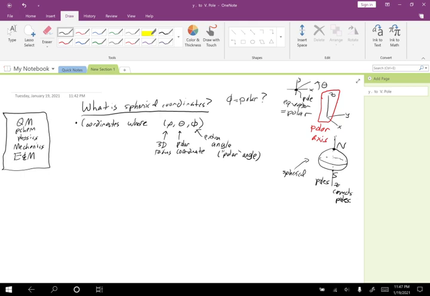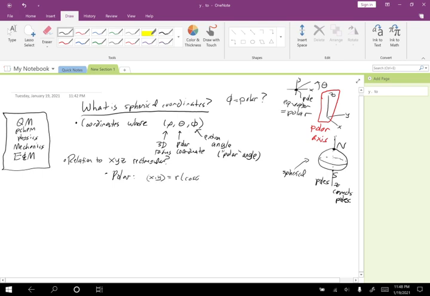So what is the system, and how is it related to x, y, z? Relation to the x, y, z Cartesian rectangular coordinates. So if you call polar, this was x, y equals r cosine theta, r sine theta, because we were using the unit circle. If this is y and x, and we drew a triangle with angle theta with radius r, then we knew that y is r sine theta, and x is r cosine theta. Okay, so it follows from that picture.